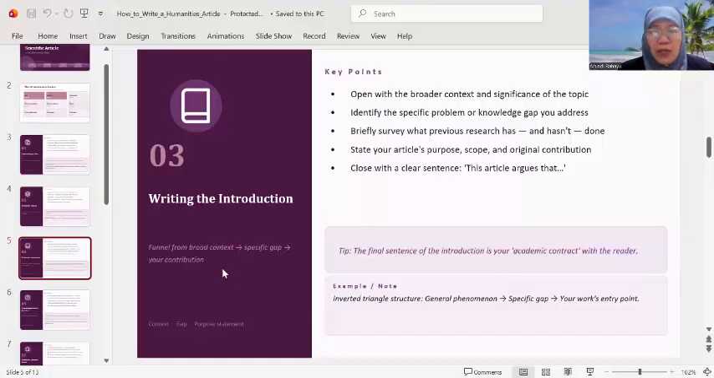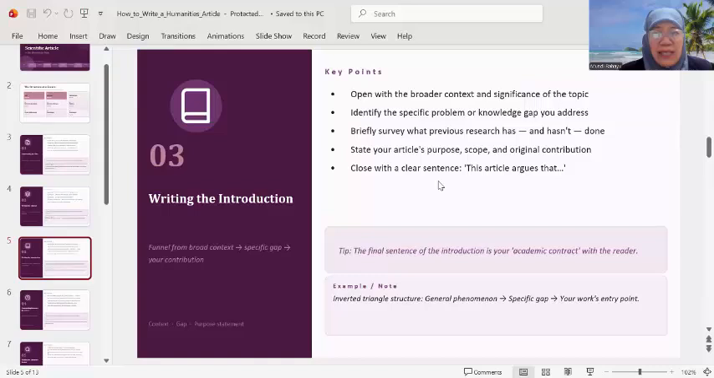So, writing the introduction: funnel from broad context to specific gap, and state your contribution. Things that you have to consider in this introduction. At first, open with a broader context and the significance of the topic, and then identify the specific problem or knowledge gap you can address. Briefly survey what previous research has and has not done. State your article's purpose, scope, and original contribution.